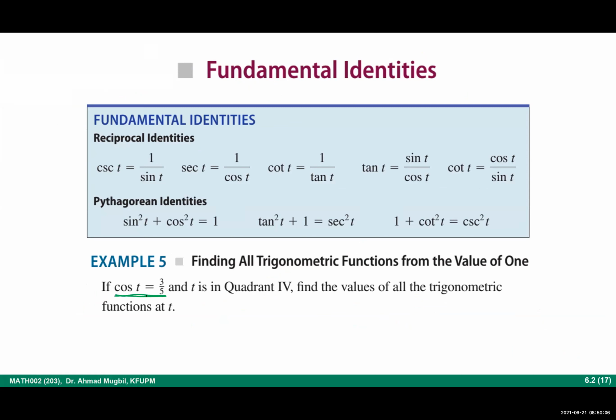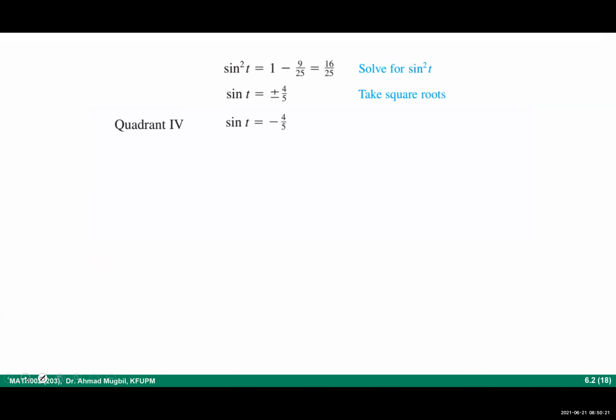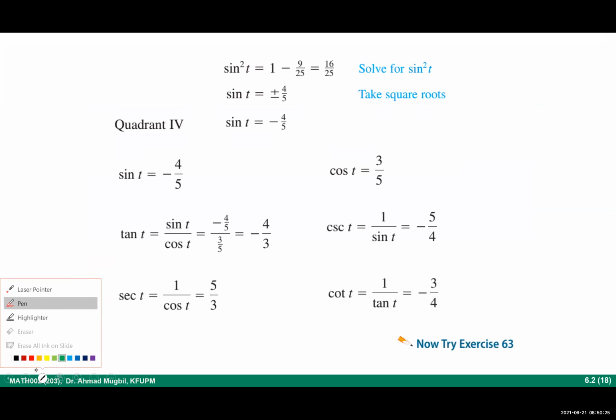If cosine t is 3 over 5 and t is in quadrant number 4, find the values of the others. What will you do? Again, Shabab, you will ask yourself what is x, what is y, and you can use, of course, the trigonometric identities in this case to find cosine and sine. I'll skip this because, of course, you can do it as we did before.